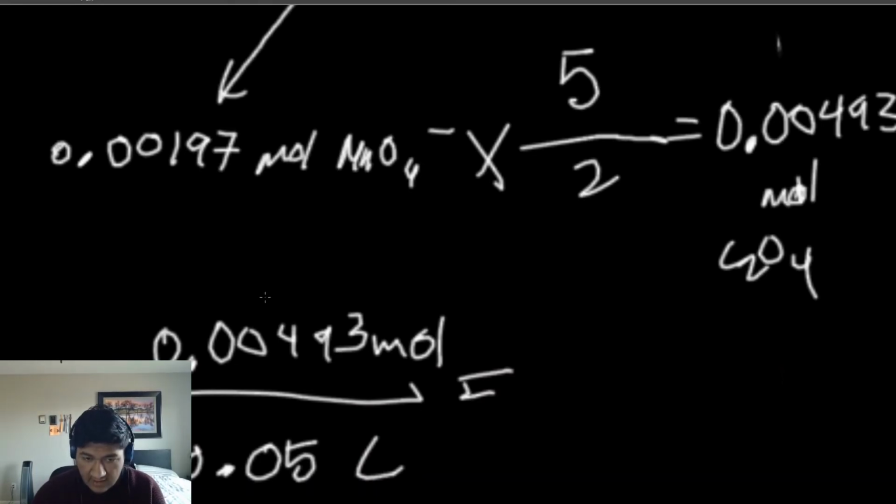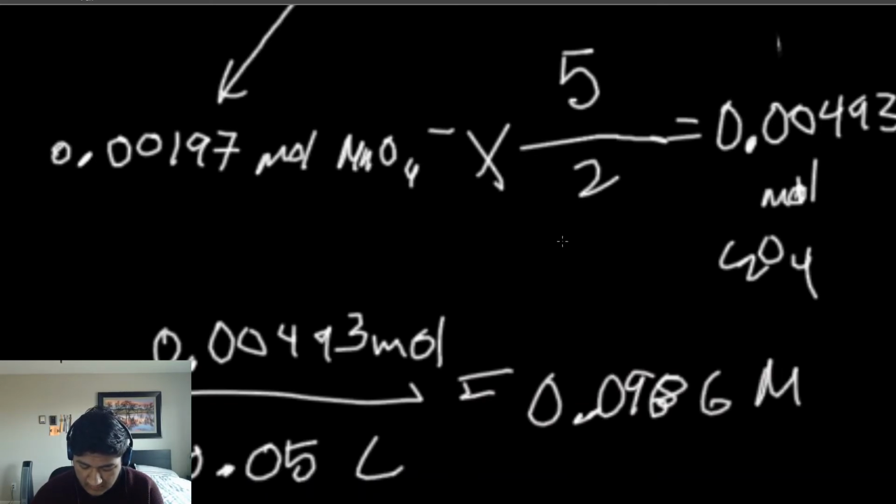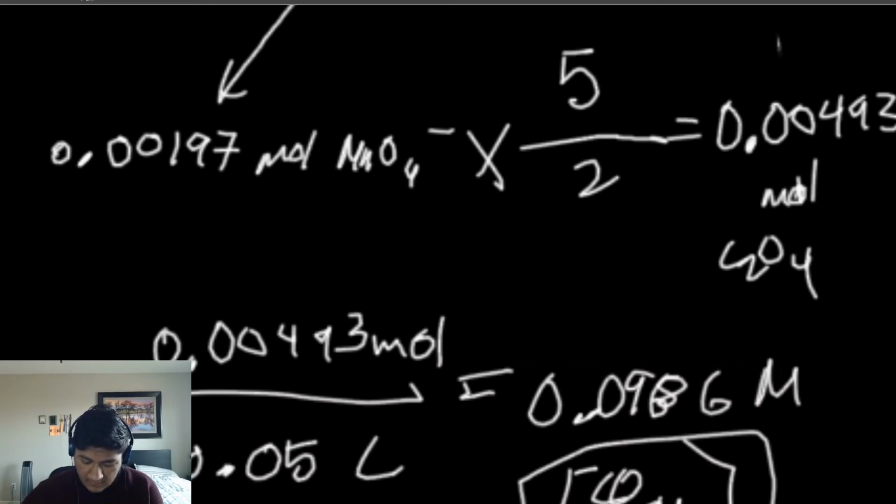Finally, we'll get our answer as 0.0986 molar. And basically this is the concentration of C2O4. So with that, we have not only found the concentration of oxalate, but we've also found the concentration of sodium oxalate. So that was just an introduction to redox titrations. Obviously there's more to do with redox reactions, and we're going to get into that with galvanic cells and electrolytic cells. So stay tuned for the next video.